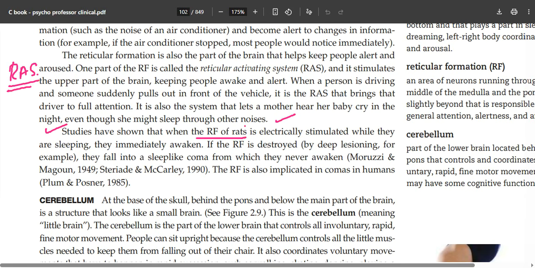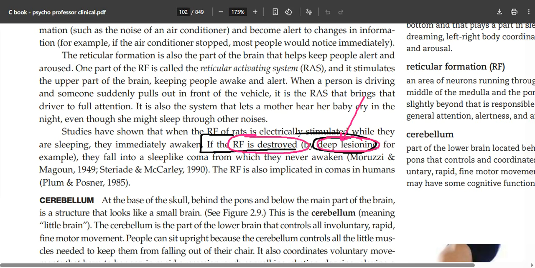Studies have shown that when the RF of rats is electrically stimulated while they are sleeping, they immediately awaken. So if rats do this, obviously you and all of us are going to do the same thing. This is very cleverly written: if the RF is destroyed by deep lesioning, so you should definitely know what deep lesioning is, if we have destroyed the reticular formation, they fall into a sleep-like coma from which they never awaken.